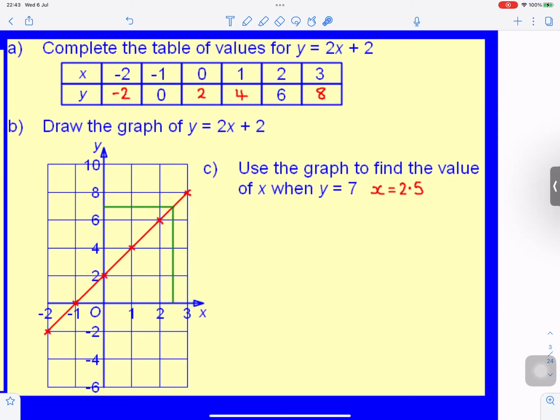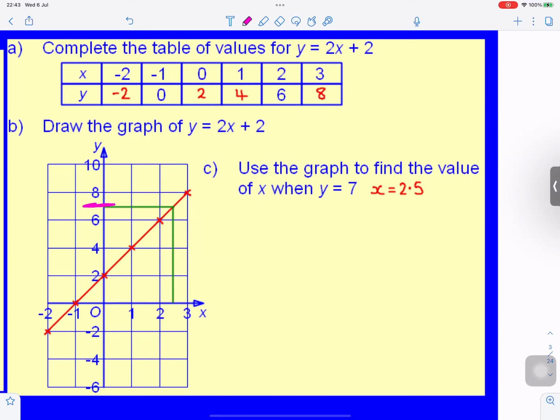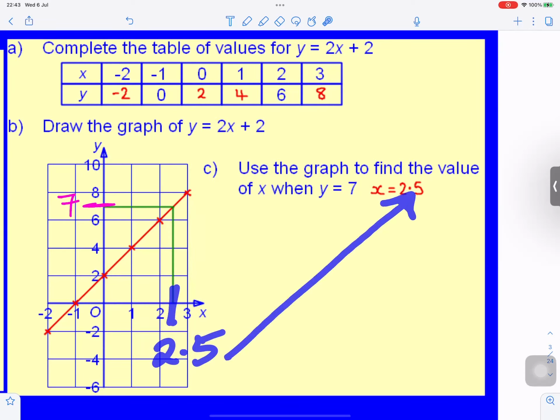Now use the graph to find the value of x when y equals 7. You go to the graph, you go to 7 there, in the middle of 8 and 6. You draw a straight line across to where it meets the line, then you come down. It's between 2 and 3. The number between 2 and 3 is 2.5. So that number there is 2.5. You go straight down, and that's how you do it.